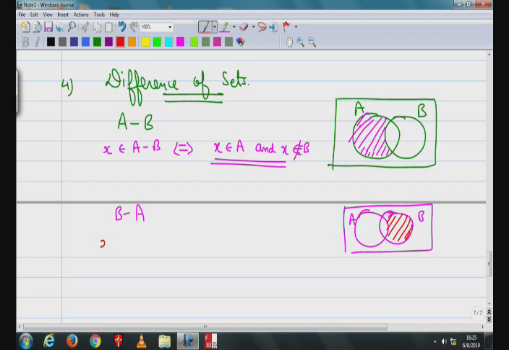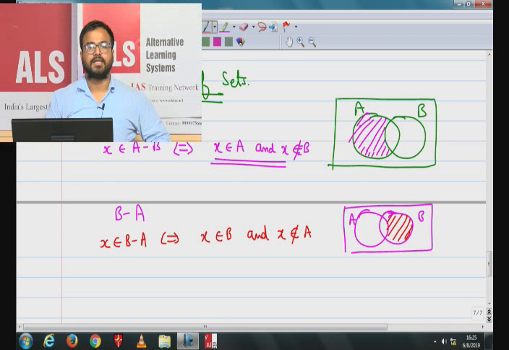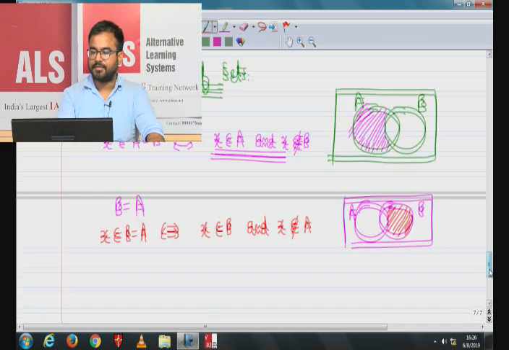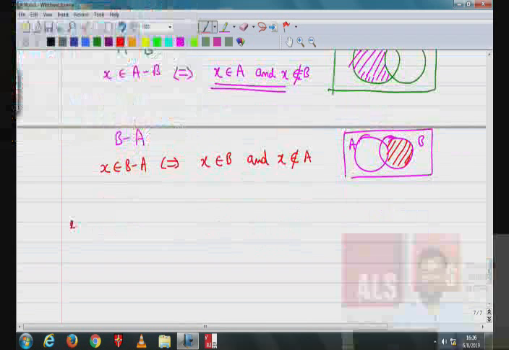So you can say if X belongs to B minus A, it implies that X belongs to B and X does not belong to A. X should belong to B but should not belong to A. That is the meaning of B minus A. It is a very easy one, you can understand with the help of an example also.